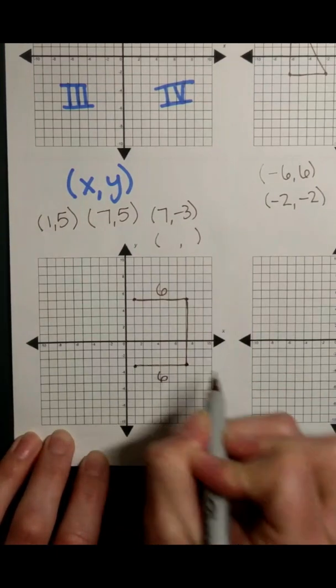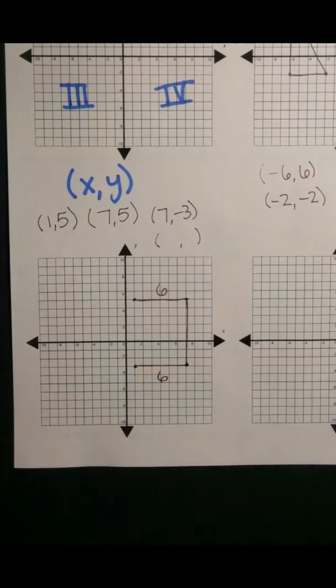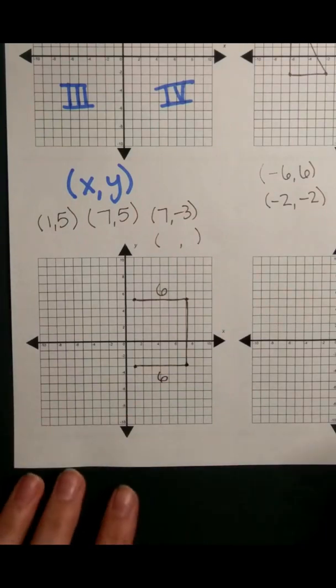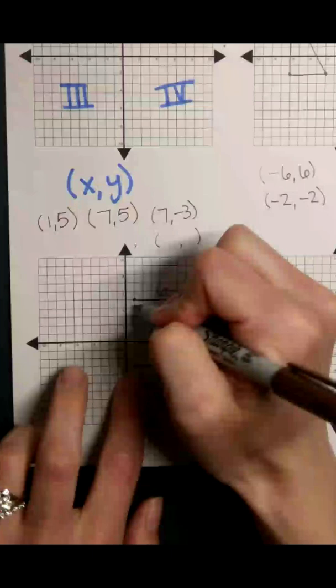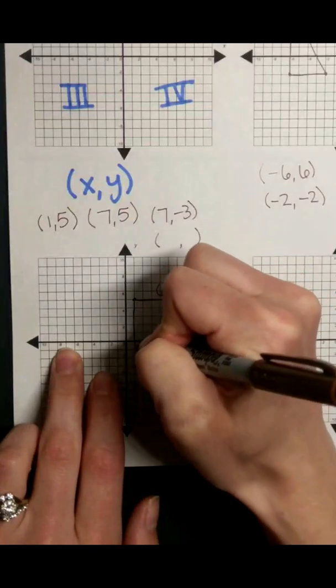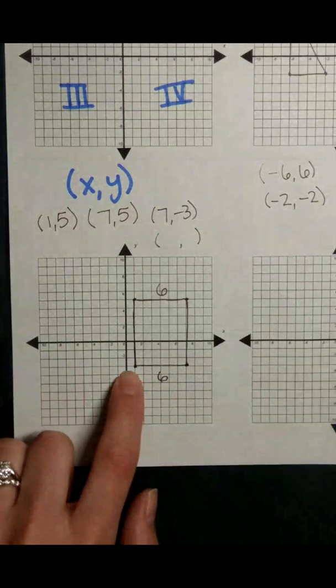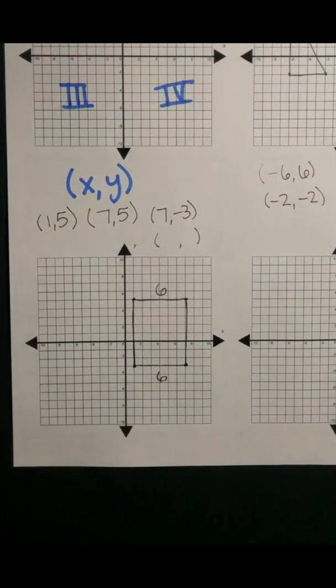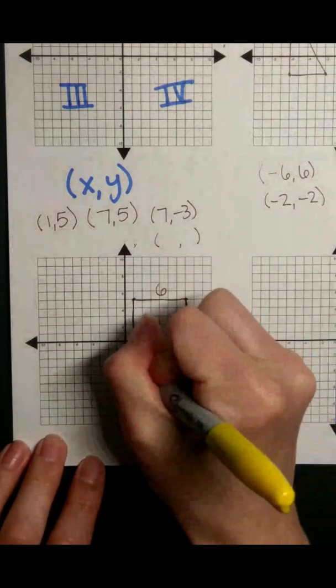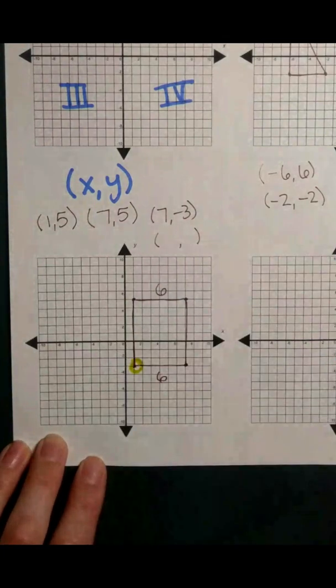So I'm using the properties of a rectangle to determine where that last point goes. Now, once that point is there, I can connect these sides, and lo and behold, I have a rectangle. The final thing I need to determine then is the location of that point. This is the one that we just added in.